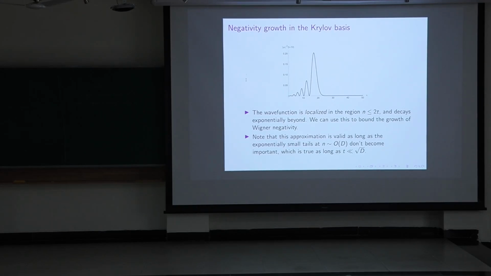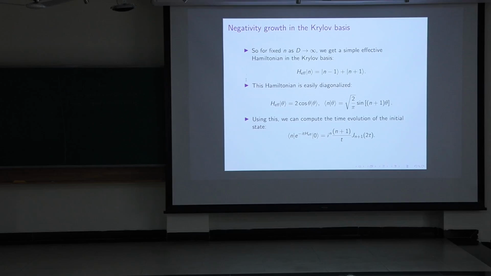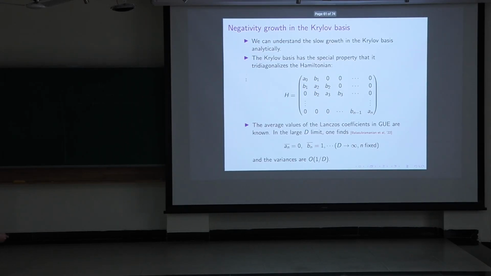Just show the previous. Yes. So for 0 to n. Yes. n was what? n was the label for this basis vector. So now I'm denoting these basis vectors in the Krylov basis by the index n, the integer n.